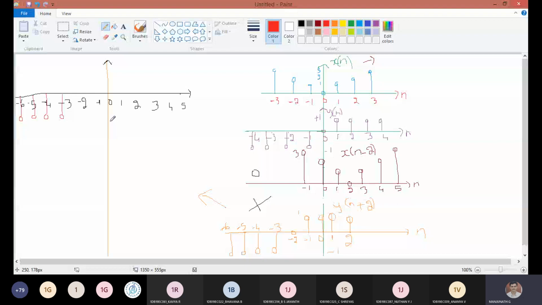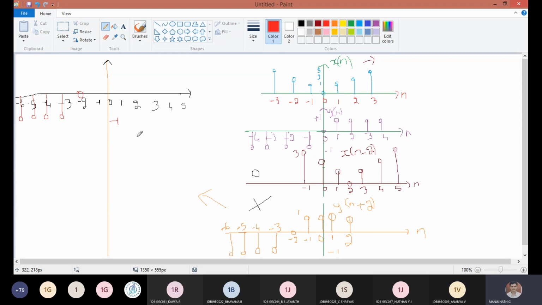Yes, sir. Okay, now look at minus 2. At minus 2, is any signal there? Here nothing is there, it is at 0 position. So at minus 2, we'll retain the position at 0 only. Okay, now? Is it okay, guys?